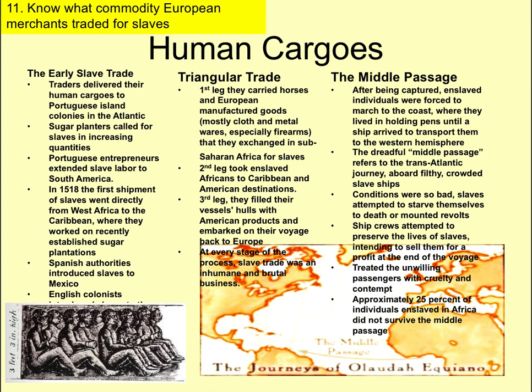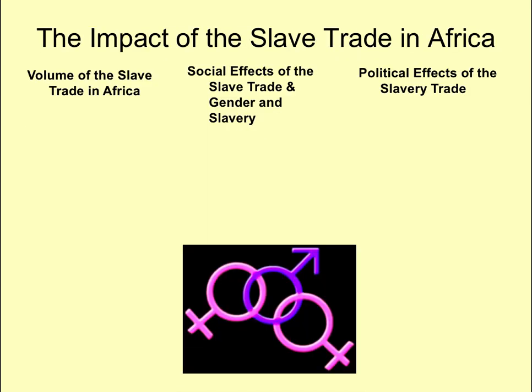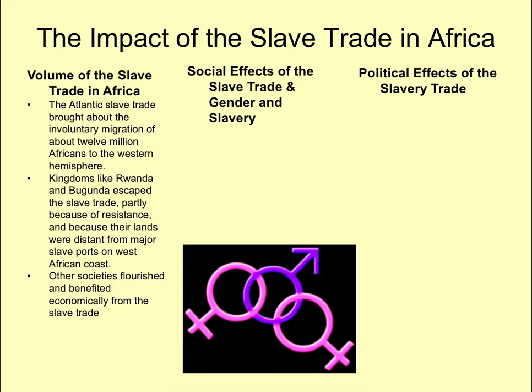Okay, so know what commodity European merchants traded for slaves? The impact of the slave trade in Africa. So, volume of the slave trade in Africa. The Atlantic slave trade brought about the involuntary migration of about 12 million Africans to the Western Hemisphere. Involuntary migration, meaning that they didn't want to go. Okay, they weren't like, yes, let me go, I want to leave. No, they were forced because they were bought.